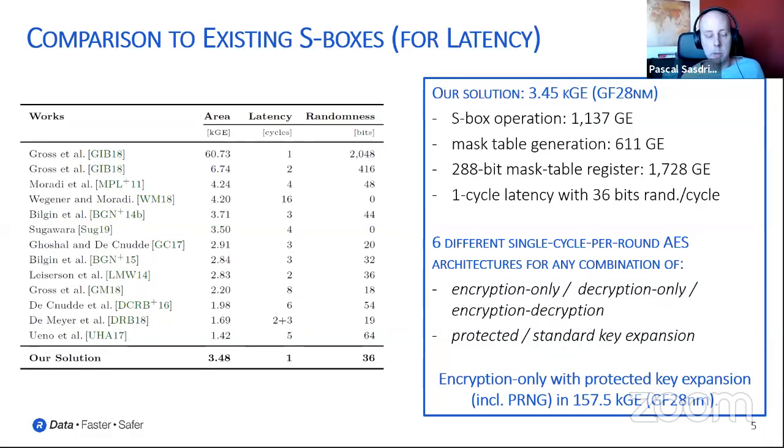So comparing our results with alternative solutions in the literature, we can see that our proposal is quite competitive. And eventually, we constructed 6 different single cycle per round AES designs that allow any combination of encryption only, decryption only, or encryption-decryption with protected or standard key expansion. We then also synthesized those designs using the GF28 nanometer technology, and our encryption-only architecture, for instance, with protected key expansion, only takes up 157.5 kilogate equivalents, already including the PRNG that is needed to provide the fresh entropy for all S-boxes during every cycle.